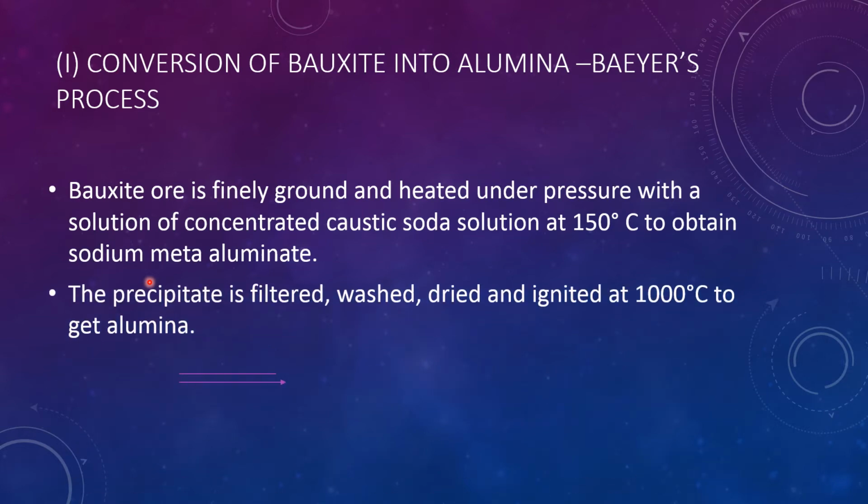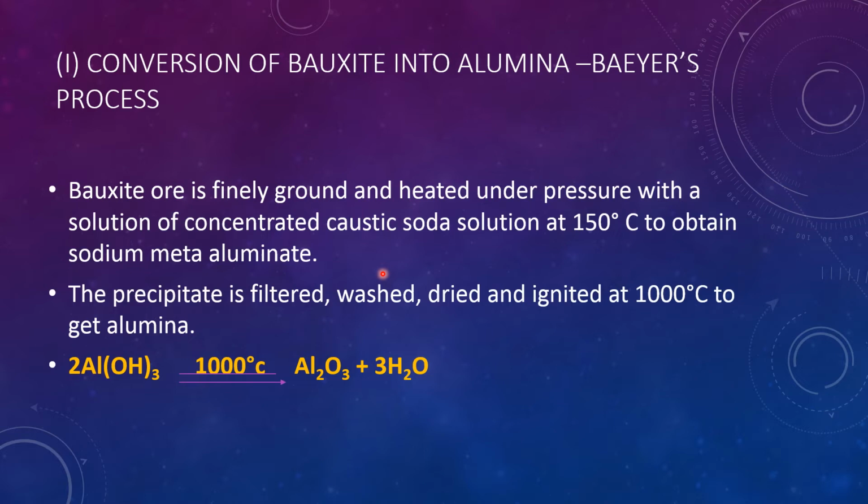The precipitate is filtered, washed, dried, and ignited. Ignited means heated strongly. We place the sodium meta-aluminate in a chamber, like a microwave oven, and supply heat to get alumina. The bauxite is converted into Al(OH)3. Then under high pressure and at 1000 degrees centigrade, we get alumina plus water. The water evaporates at this temperature, and we get pure Al2O3. This is Bayer's process.